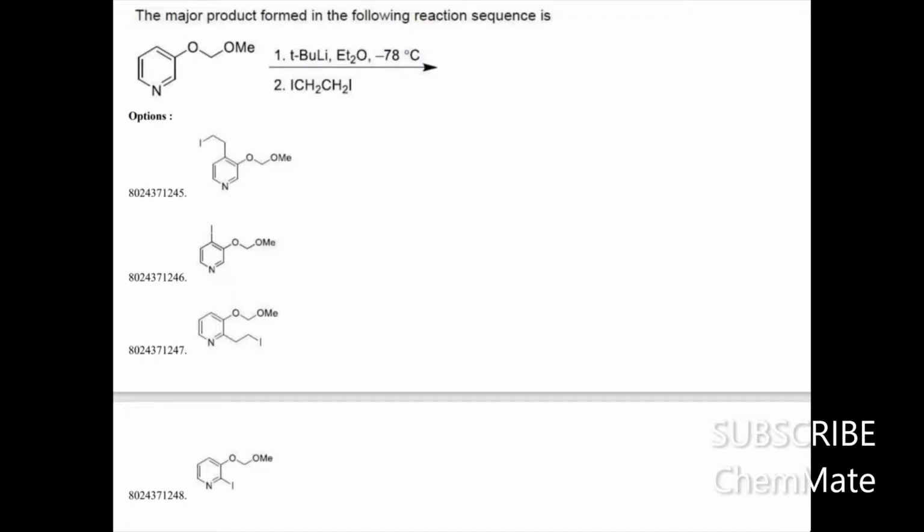Next question, the major product formed in the following reaction sequence is. So this is a pyridine derivative, a 3-substituted pyridine derivative, which is treated with tertiary butyl lithium in diethyl ether at minus 78 degrees centigrade, and then ethylene diiodide. So what will happen here? This is an example of directed orthometallation reaction.